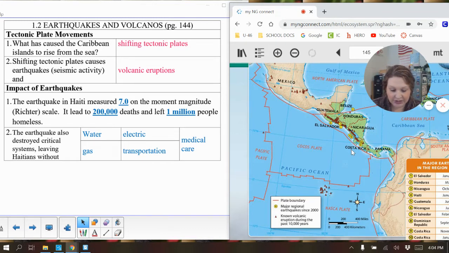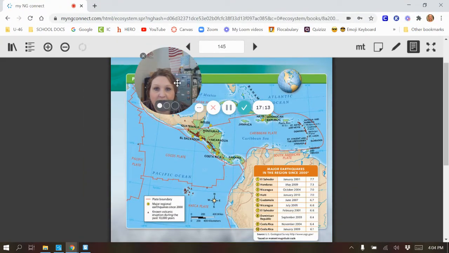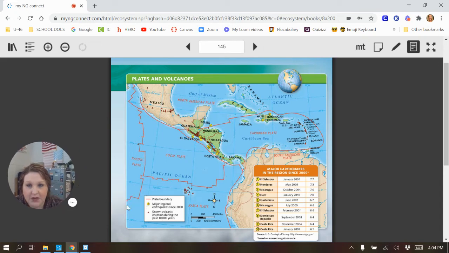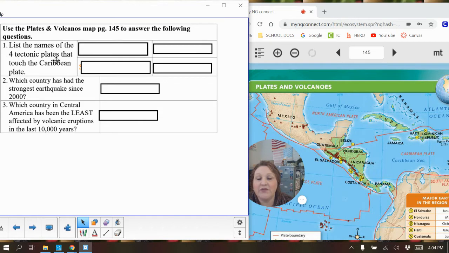Okay, so our next question says to use the Plates and Volcanoes map on page 145 to answer the following questions. So this is the map that's being referred to here. The Plates and Volcanoes map. So the tectonic plates that we're talking about here are separated by these lines, okay? So here we have the Caribbean plate, and our question is asking about the Caribbean plate. Let me switch over here first. So list the names of the 4 tectonic plates that touch the Caribbean plate.